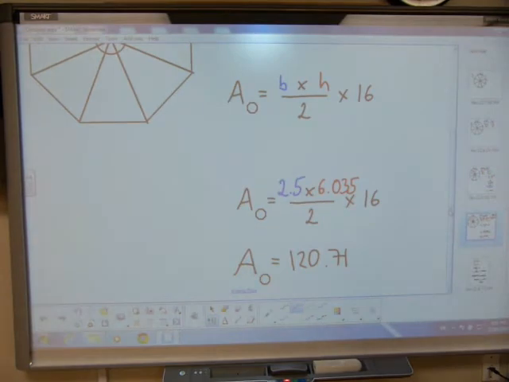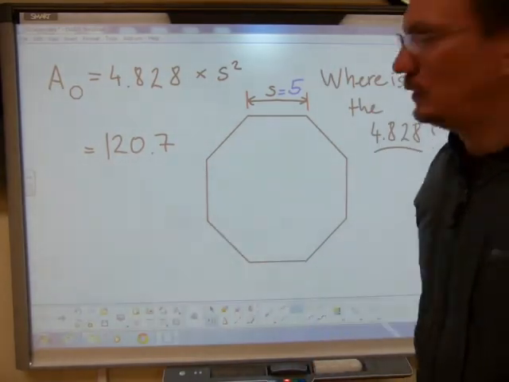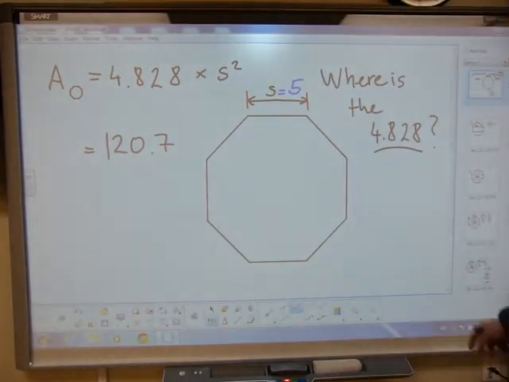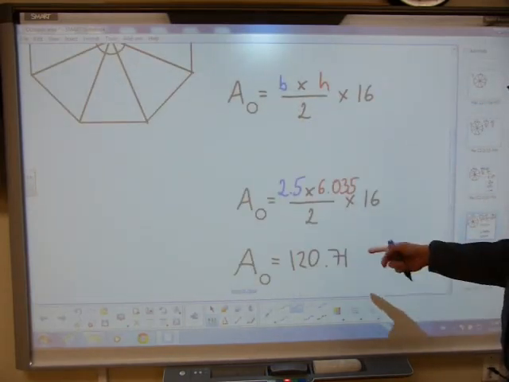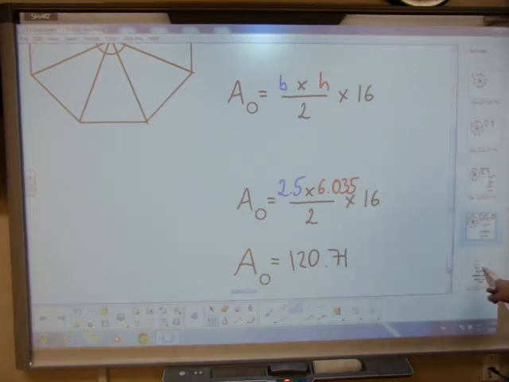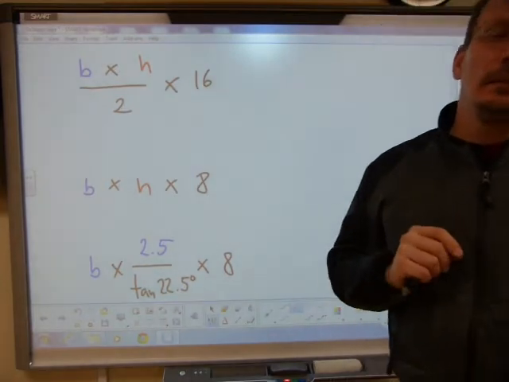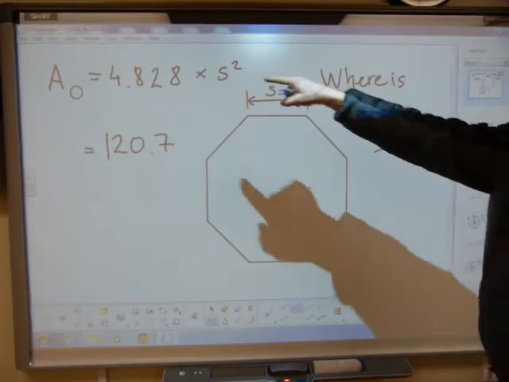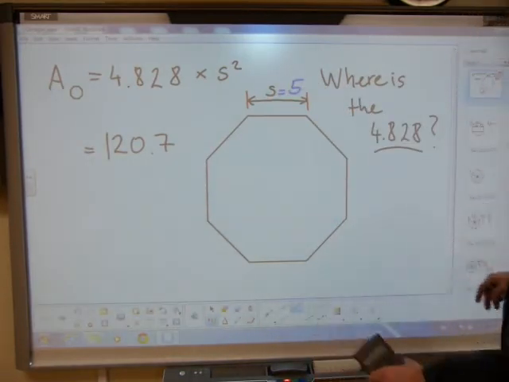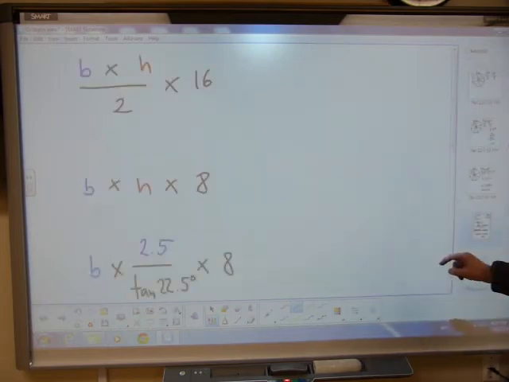So that's 120.71. Let's go back to the original slide. We got 120.7 with no other digits. That's kind of close, but this one is a little more accurate and there's more to it. Again, we're discussing what is the meaning of that 4.828 that we started with in the beginning, and it's coming forth now pretty rapidly here.